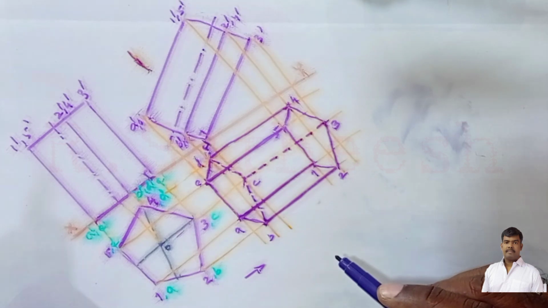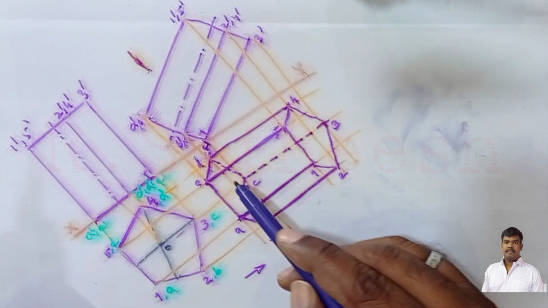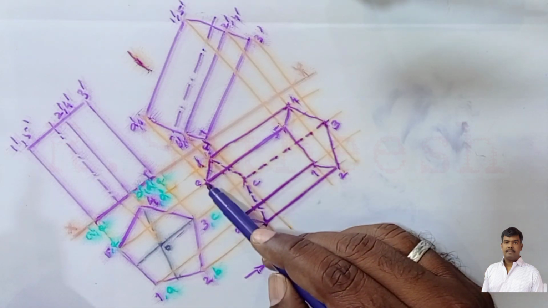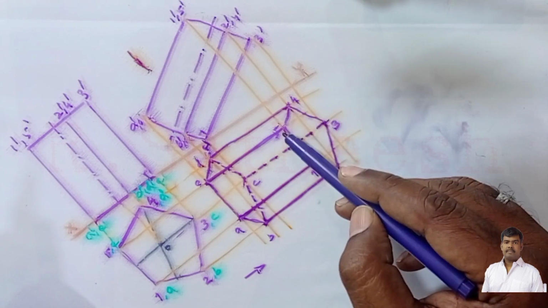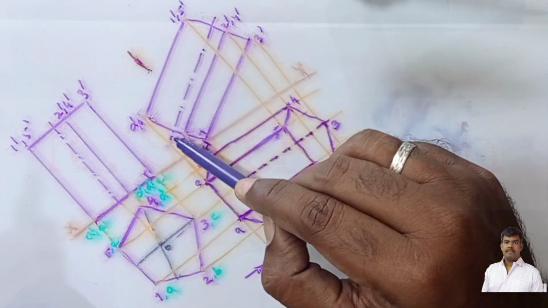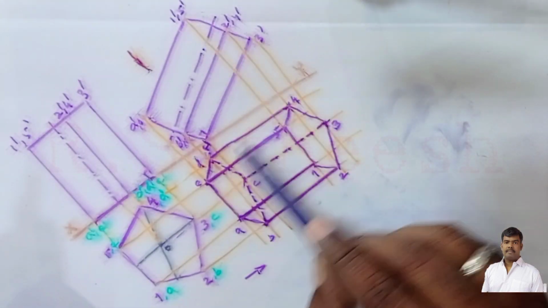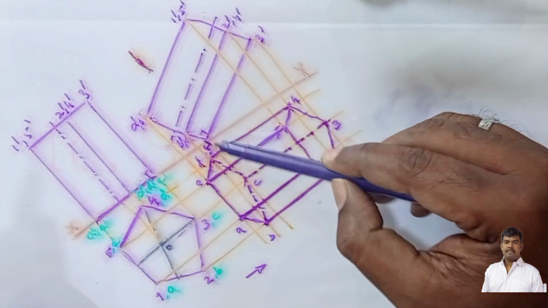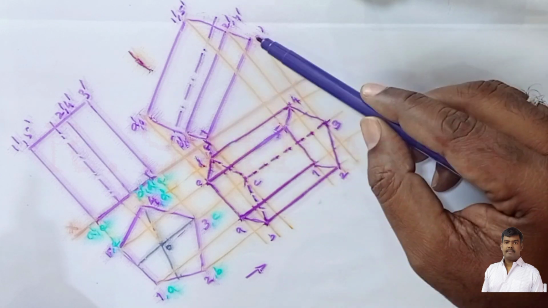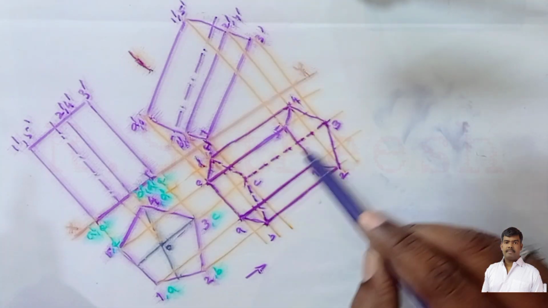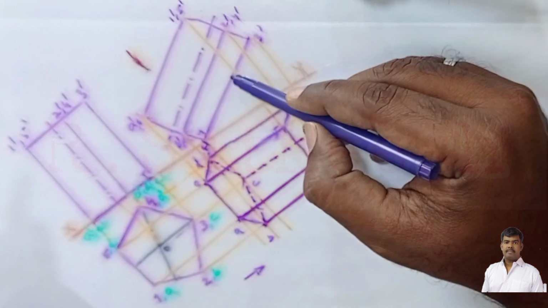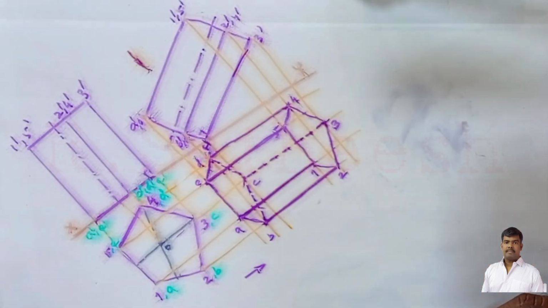So this is the case. A, B, C, D, E, 1, 2, 3, 4, 5. The edges A1, B2, D4, E5 are visible, so dark, thick continuous lines, and C to 3 is invisible, therefore it is a hidden line. So this is the solution for our given problem.